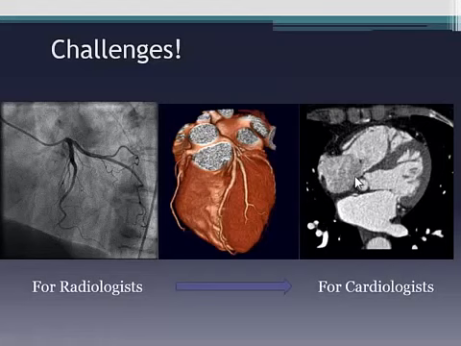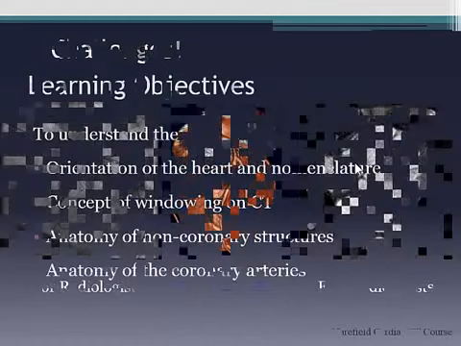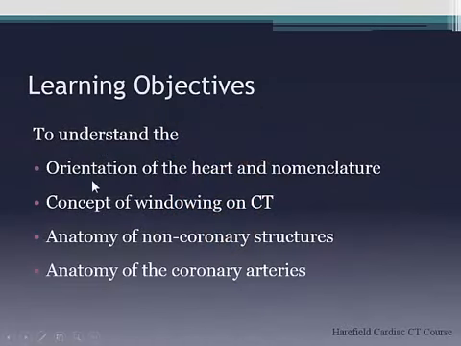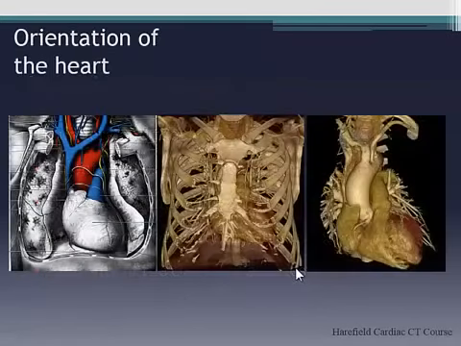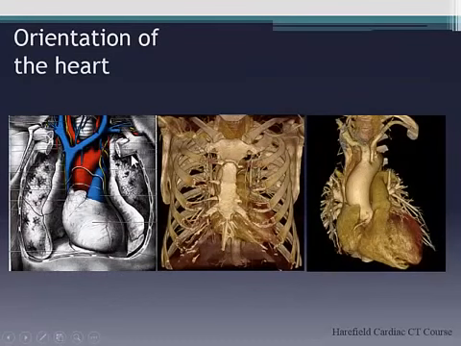Remember that the anatomy is the anatomy, and this is a great way of consolidating the 3D anatomy in your heads, whether you're from a radiology or cardiology background. In fact, we often teach the anatomy of the heart using CT because it's such a powerful tool. Okay, so what we're going to do is talk about the orientation of the heart and the nomenclature. For cardiologists, you'll be relatively familiar with that. The concept of windowing you've already touched on, and then we're going to talk about the anatomy of non-coronary and then coronary structures.